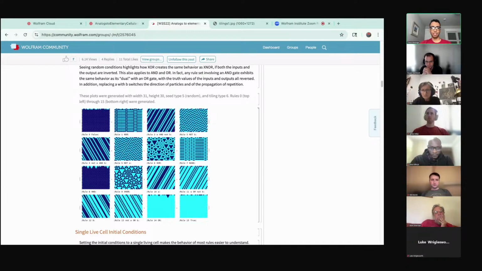There was also a lot of other interesting behavior we found. With AND, it just generated sort of little icicles, because you have to have both cells be on, otherwise it dies off.